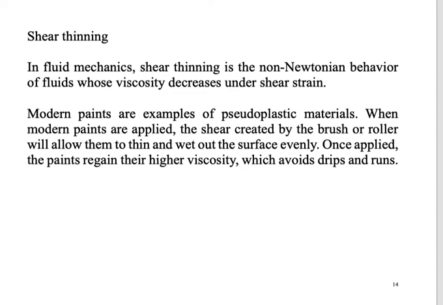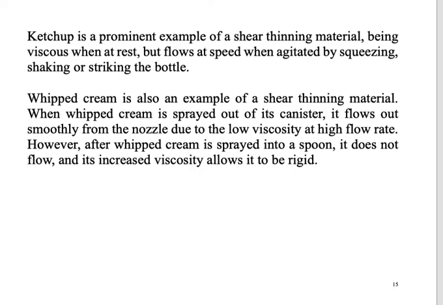When modern paint is applied, the shear created by the brush or roller will allow it to thin and wet out the surface evenly. Once applied, the paint regains its higher viscosity, which avoids drips and runs. Ketchup is a prominent example of a shear thinning material, being viscous when at rest but flowing at speed when agitated by squeezing, shaking, or striking the bottle.